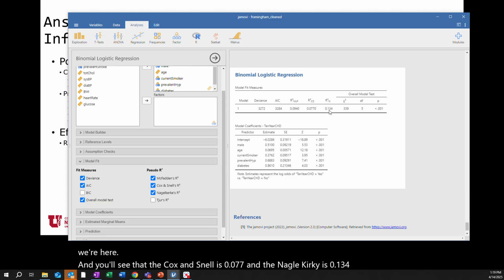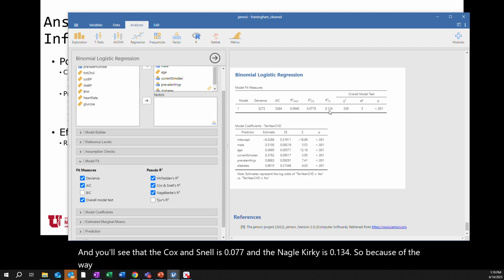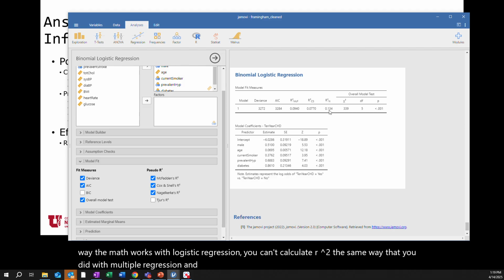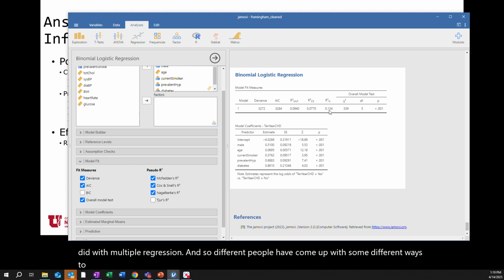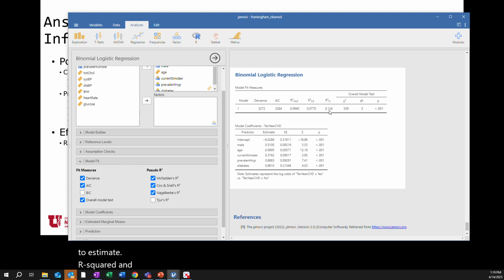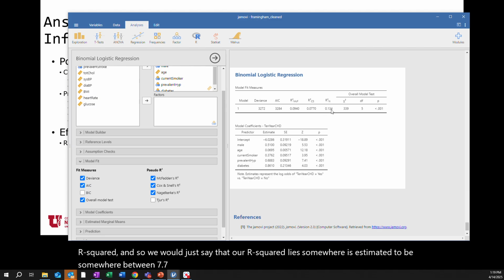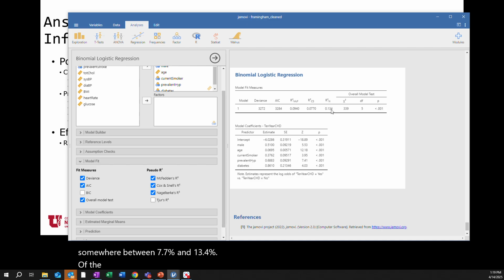Because of the way the math works with logistic regression, you can't calculate R-squared the same way that you did with multiple regression. And so different people have come up with some different ways to estimate R-squared. So we would just say that our R-squared is estimated to be somewhere between 7.7% and 13.4% of the variance in the outcome variable explained by the predictor variables.